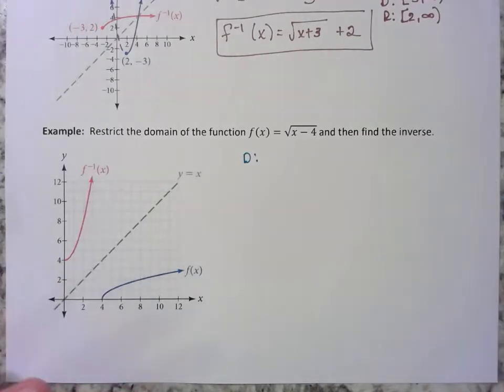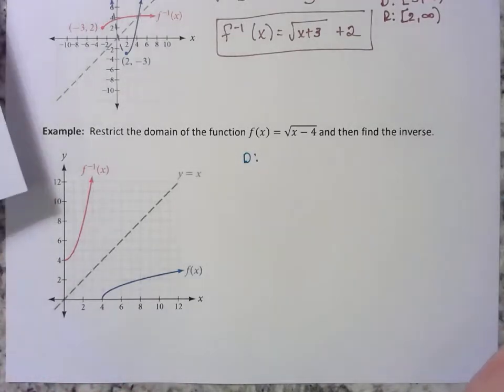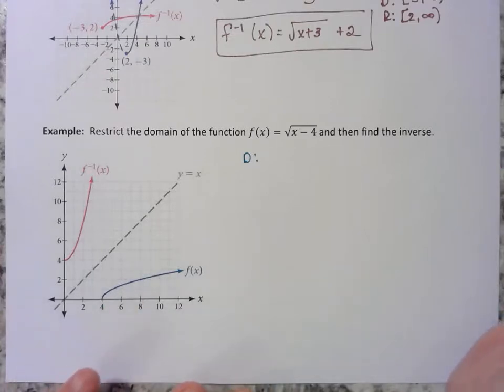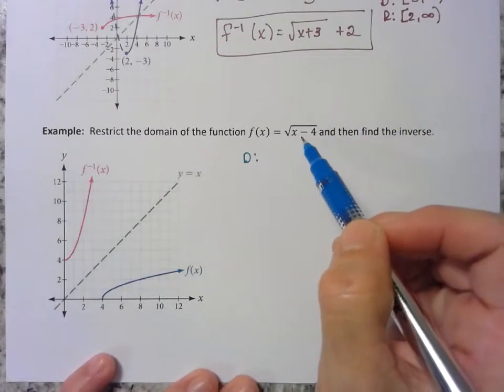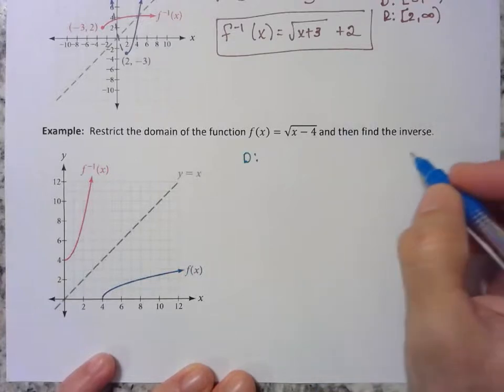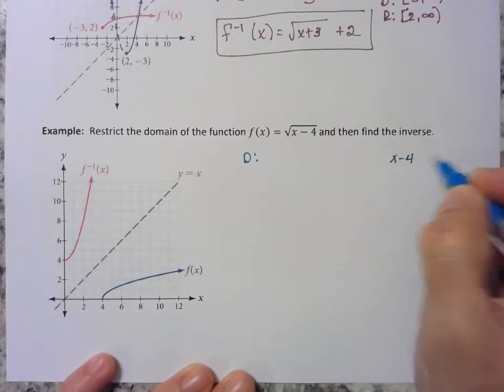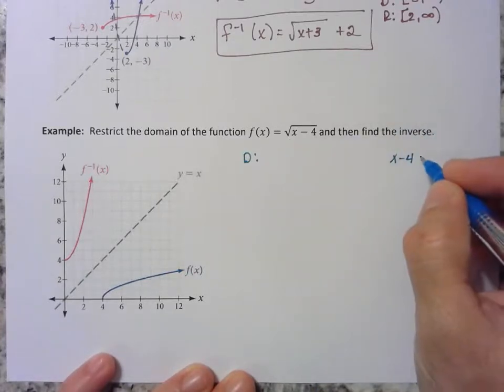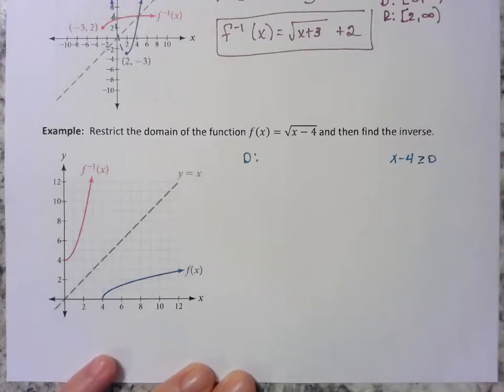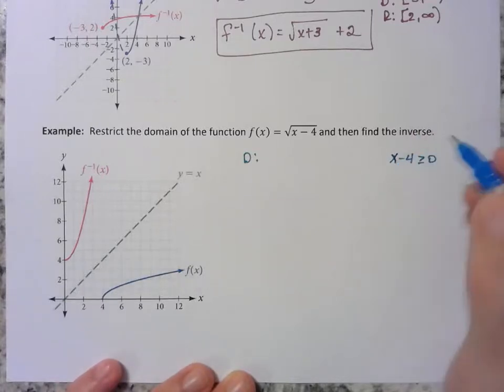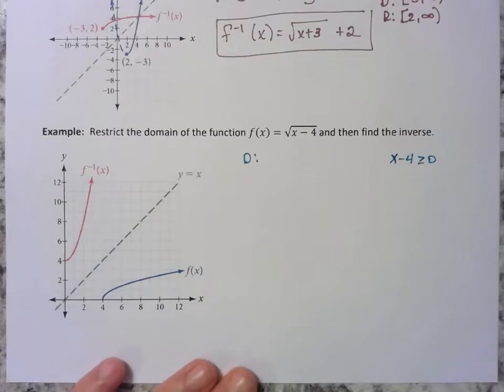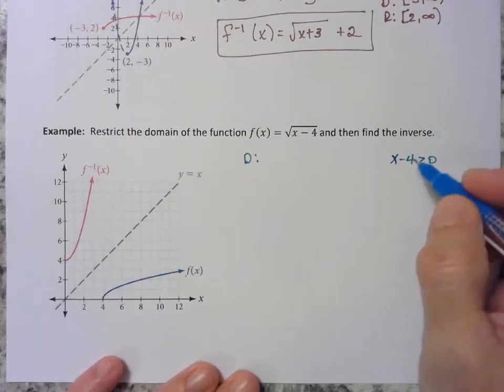Remember those questions we had to ask ourselves? Is there a variable under a square root? And is there a variable in the denominator? There is a variable under the square root, which means the whole stuff under the radical has to be greater than or equal to 0. Remember, it can't be negative because we need to graph it, and we can't graph an imaginary number.